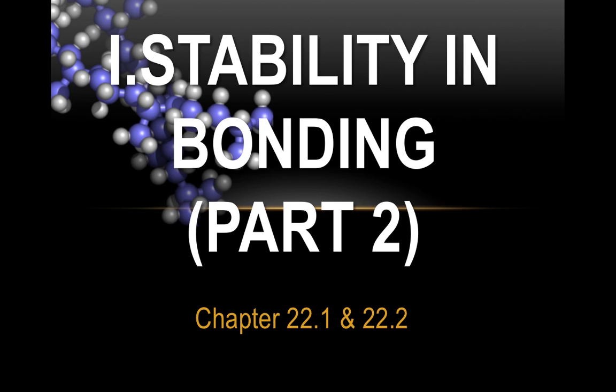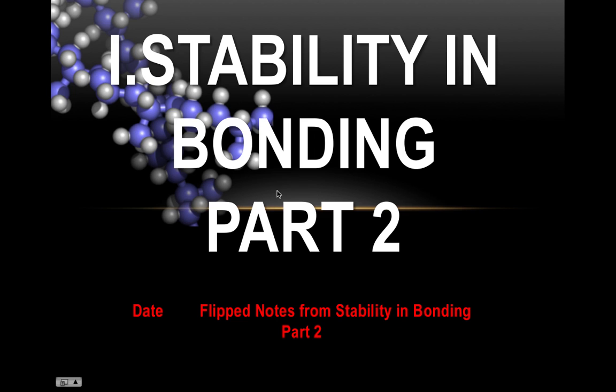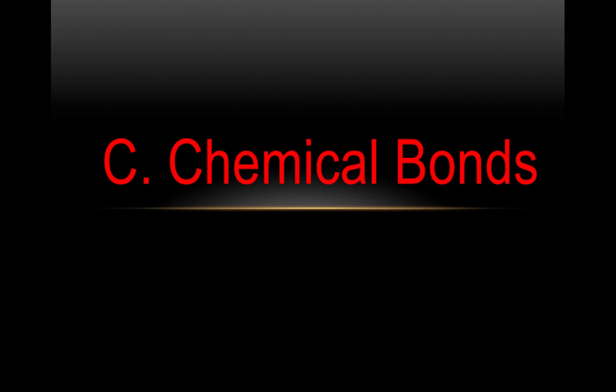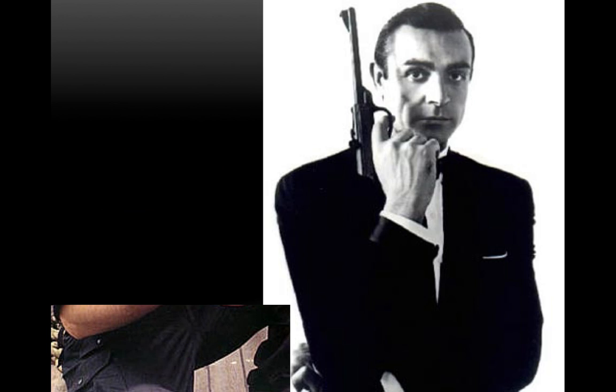This is going to be a continuation from our notes from last class. You can go ahead and title it at the top of your page or wherever you finished off the date: Flip Notes from Stability and Bonding Part 2. Just like our other flip note videos, you're going to write everything that's read into your composition notebook. Tonight we're going to be talking about capital letter C, chemical bonds.